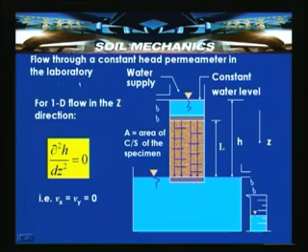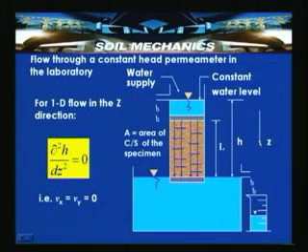So, flow through a constant head permeameter in the laboratory turns out to be a one dimensional flow example. In such a case, the governing equation can be written as ∂²h/∂z² is equal to 0. This discussion we had in the last lecture, where z is the direction over which the flow is taking place from top to bottom. So, for one dimensional flow in the z direction, the governing equation of continuity is ∂²h/∂z² is equal to 0.